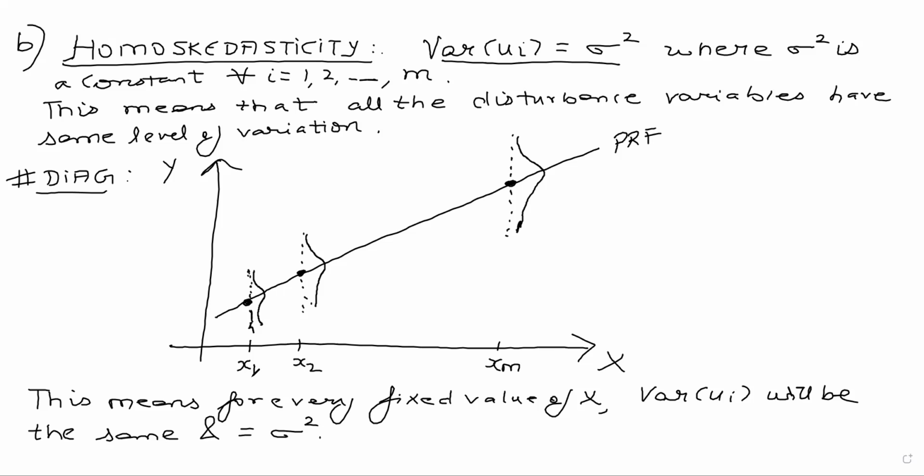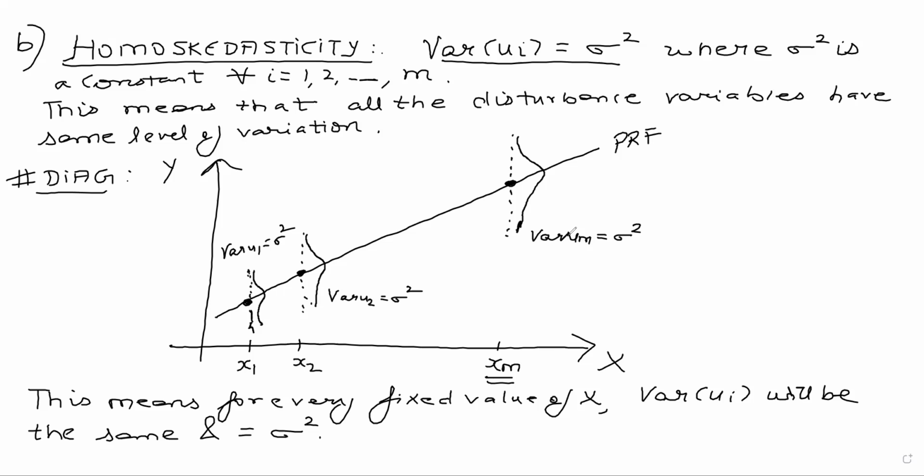So guys, for x1, u1 will take a lot of values. If you calculate the variance of u1, it will be sigma square. Similarly, for x2, u2 will take a lot of values. If you calculate the variance of u2, it will be sigma square. Similarly, for xm, um will take a lot of values. If you calculate its variance, that is also going to be sigma square.